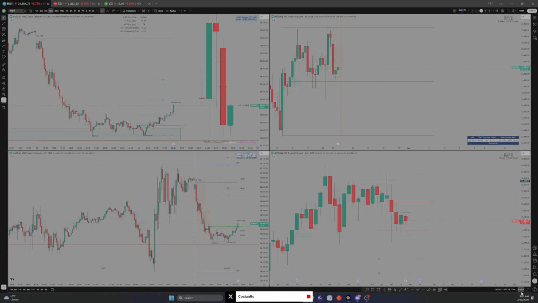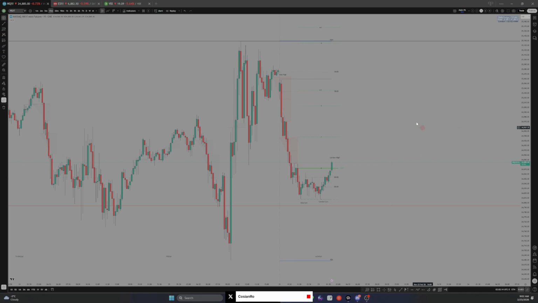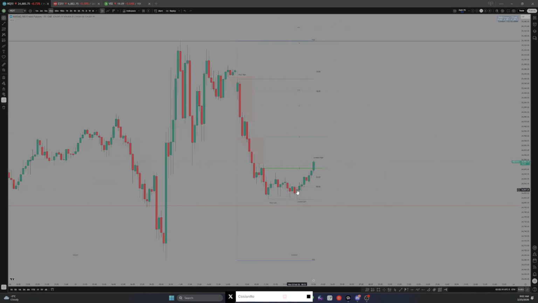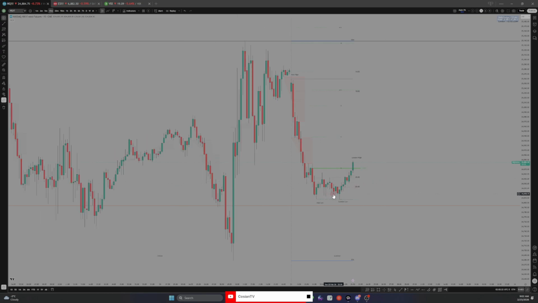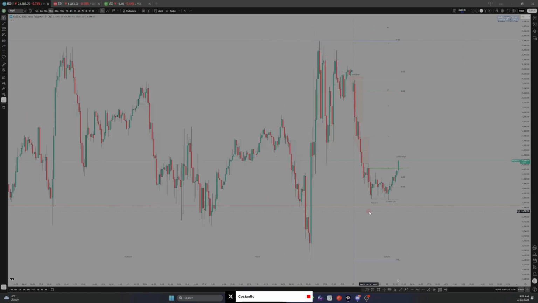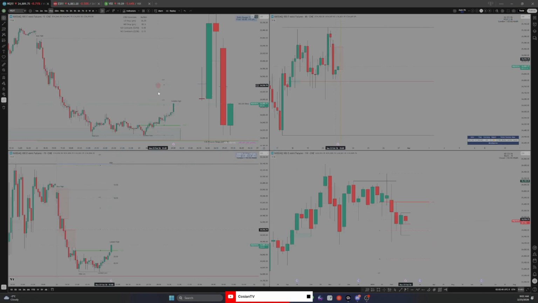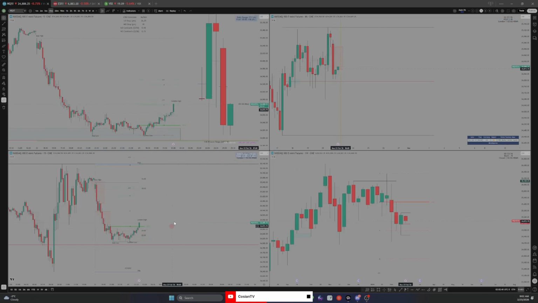I go to a 15-minute chart. As you can see, price has taken the Asia low and it's going back to internal range liquidity relative to this impulse. Now we are in premium of the 4-hour impulse. We are in discount of this 15-minute impulse. And we see how price is creating a 15-minute change in the state of delivery.